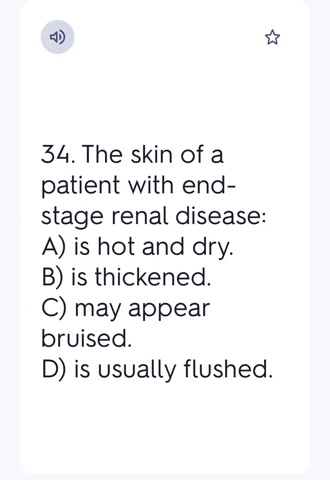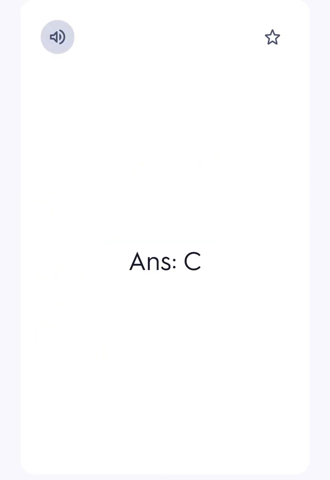34. The skin of a patient with end-stage renal disease, A. is hot and dry, B. is thickened, C. may appear bruised, D. is usually flushed. Ans, C.